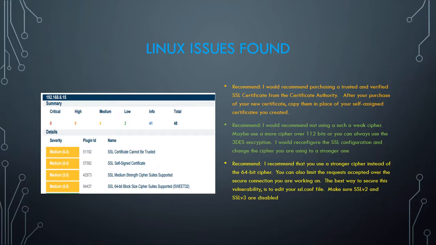So I'd recommend that you use a stronger cipher instead of a 64-bit cipher. You can also limit the requests accepted over a secure connection you are working on. The best way to secure this vulnerability is to edit the SSL config file and make sure SSL version 2 and SSL version 3 are disabled.